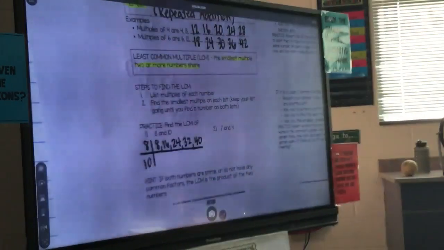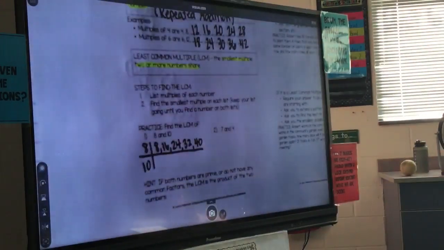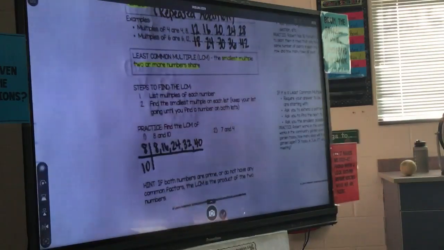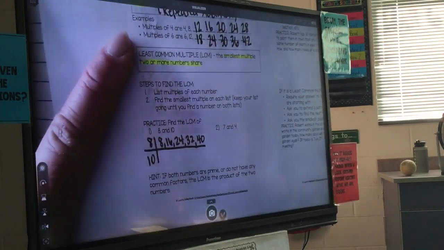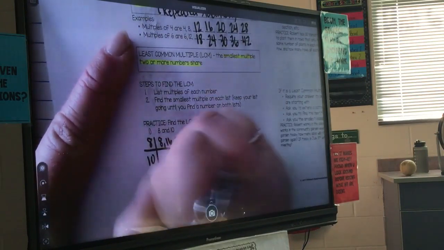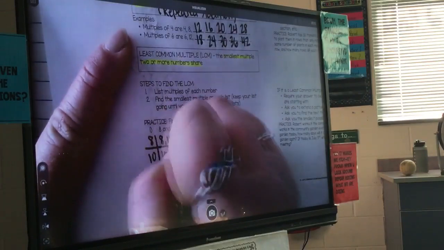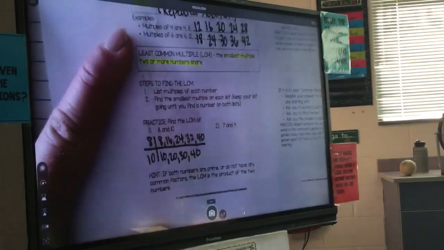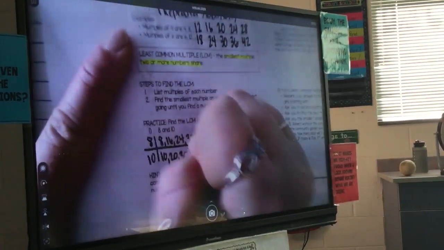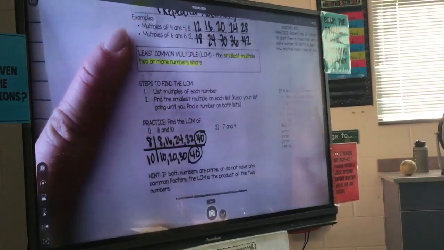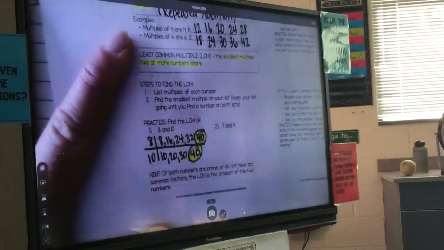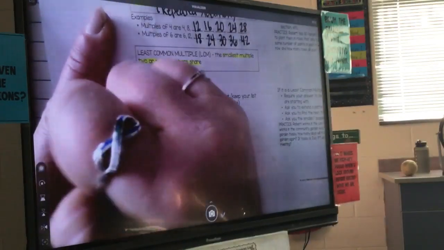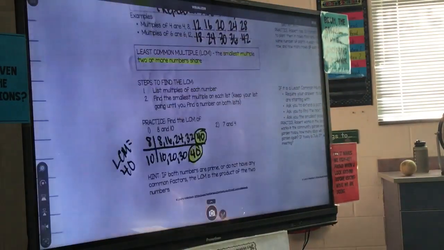Okay, I'm going to stop right there. 10 should be really easy for us. So raise your hand and tell me the first multiples, either until we see a common multiple or the first 5, whichever comes first. Kira? 10, 20, 30, 40. And why are you stopping at 40? Because it is our LCM. It's our least common multiple between both of those numbers.